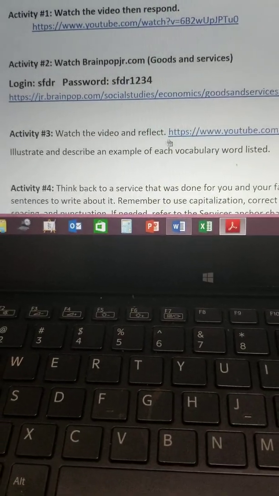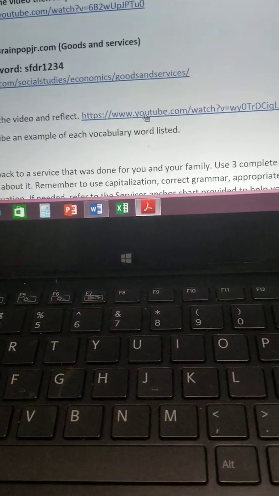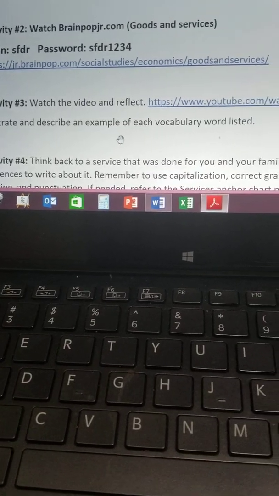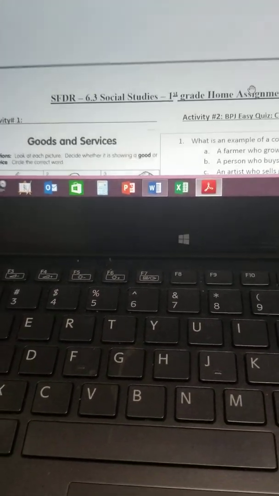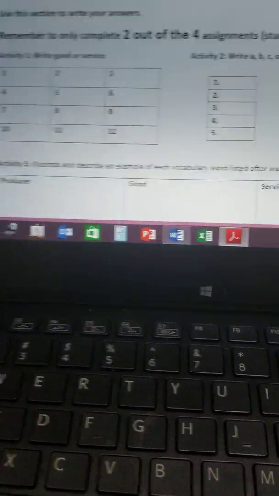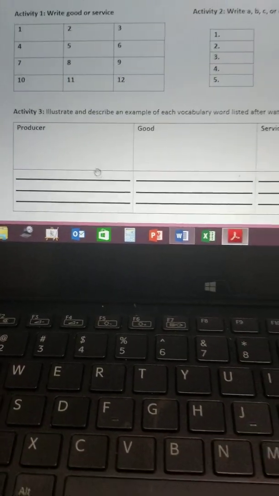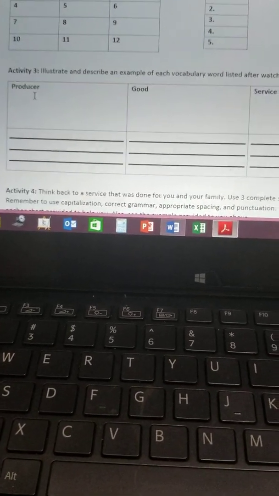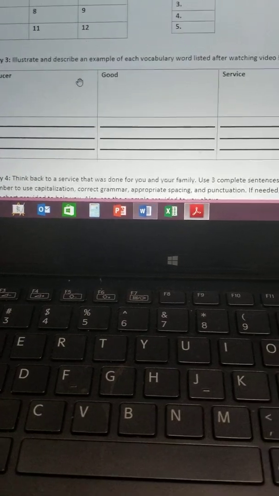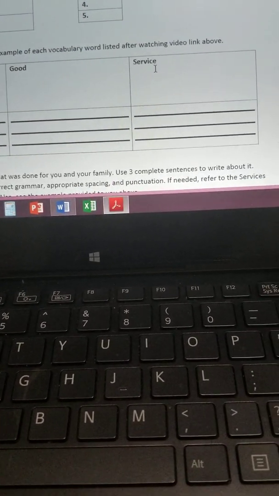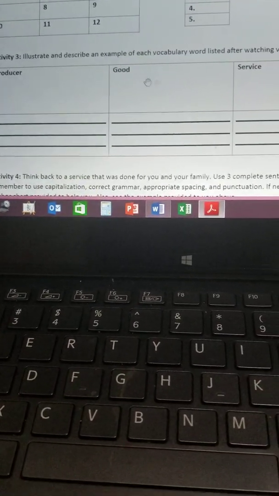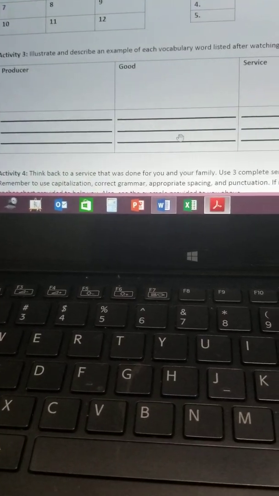Activity 3, we're watching a video as well. Click this link. And then it says illustrate, which means to draw, and describe an example of each vocabulary word listed. So we come back down here, and this is on your answer sheet. You're going to draw a picture and describe an example of each vocabulary word: a producer, a good, and a service. So again, you can use your answer sheet or a plain sheet of paper. You just draw a picture of each of these words and write a sentence to describe what they are.